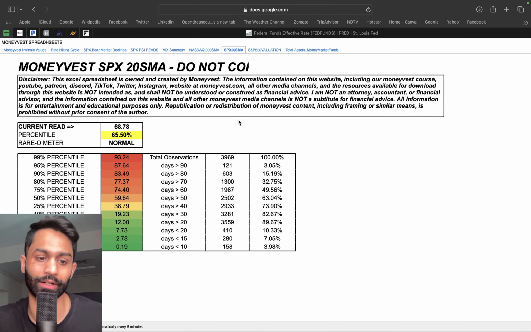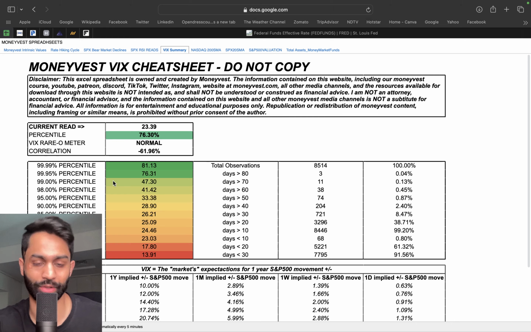Now, coming back over to these spreadsheets. By the way, eventually a lot of this data is going to make its way over to the MoneyVest platform. So don't you worry, all the members will have access to all these spreadsheets in a really well-presented UI so that you can make your decisions and do your analysis yourself. But first things first, volatility, right?